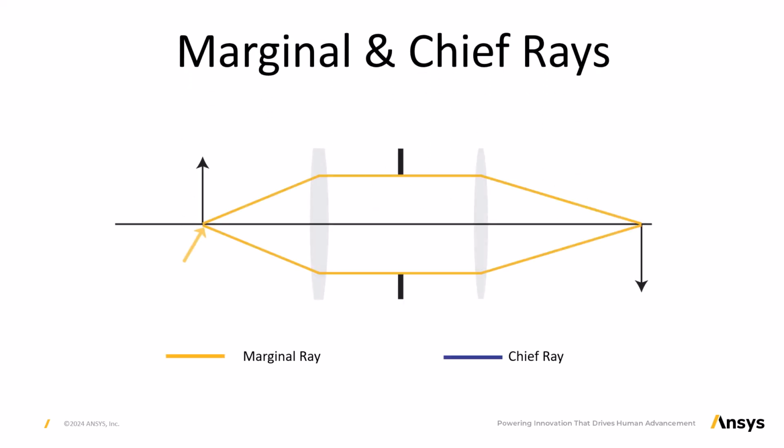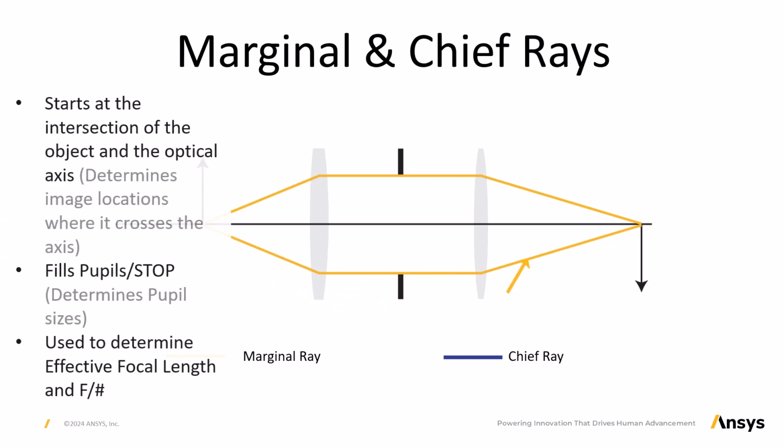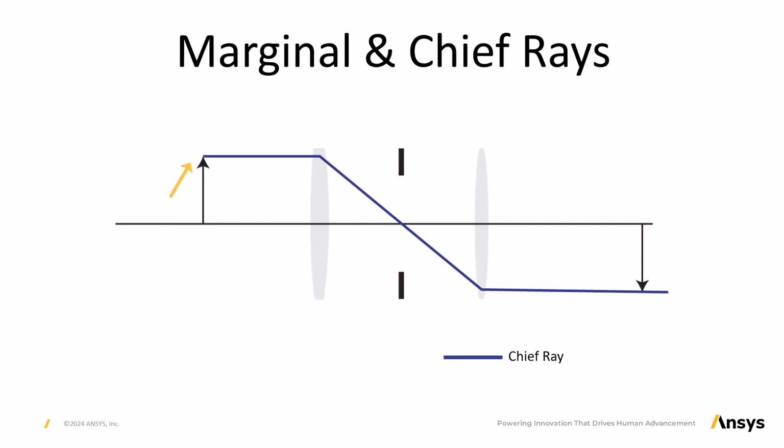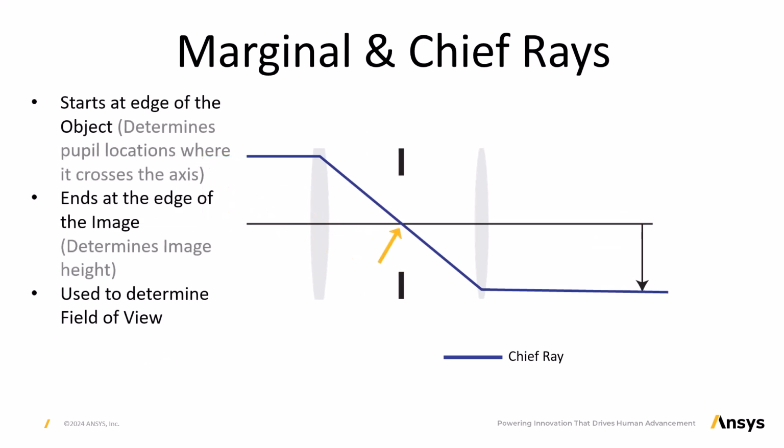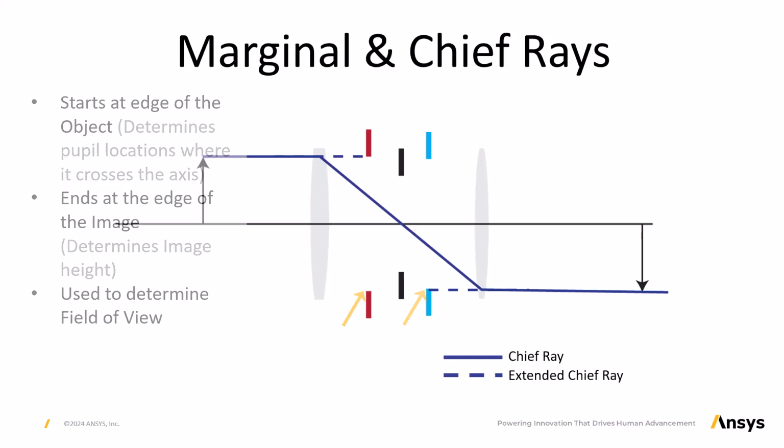The marginal ray starts at the base of the object on the optical axis and fills the edges of the pupils and stop. Where it crosses the optical axis determines where the image planes are. Therefore, the marginal ray can determine the effective focal length, f number, as well as the pupil size. The chief ray starts at the top of the object and crosses through the center of the pupils and stop. Where it crosses the optical axis determines the pupil planes, and it determines the field of view and image height.